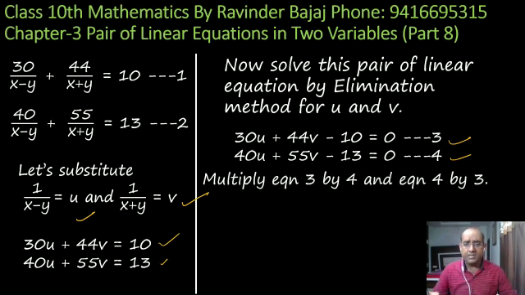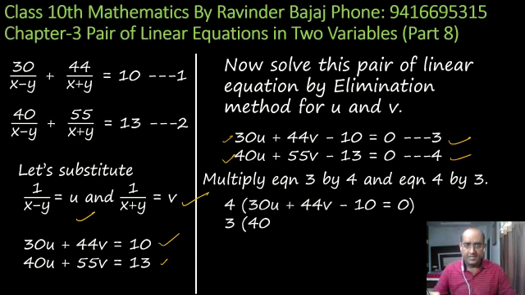Multiply equation number 3 by 4 and equation 4 by 3. I'm making the coefficient of u equal. If I multiply 3 by 4, it will become 12. If I multiply 4 by 3, it will become 12. So 120 and 120, the coefficient of u in both equations would be equal. In this way, I'm multiplying it here.